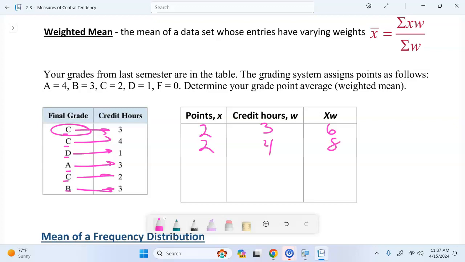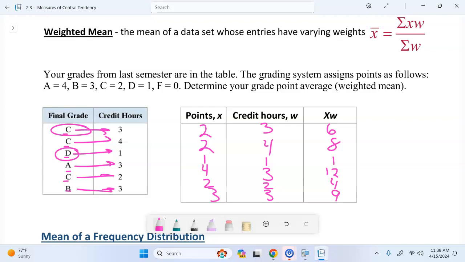How many points is a D worth? 1 times the 1 credit hour. An A is how many points? 4 times the 3 credit hours. We have another C. And how many points is a B worth? Times its 3 credit hours.